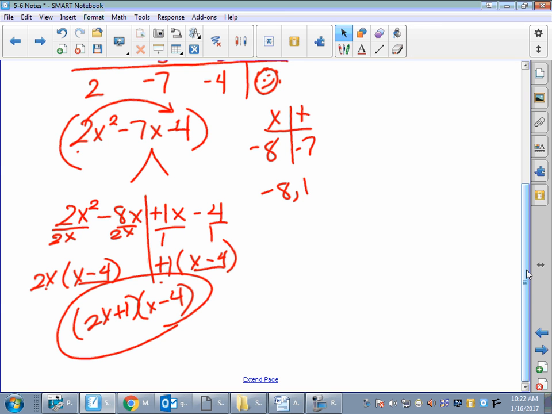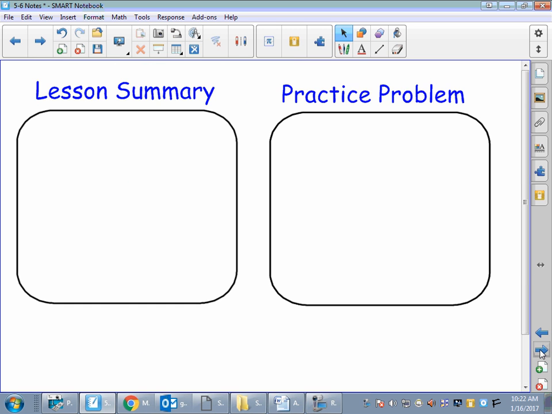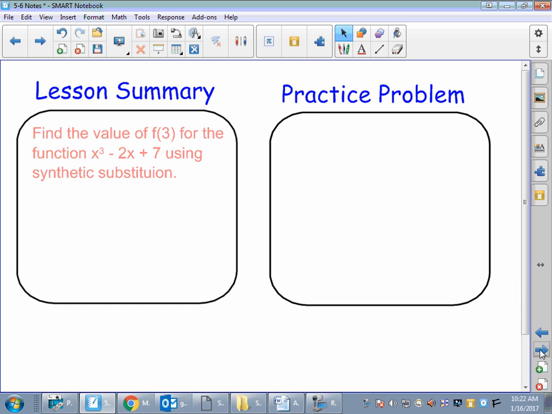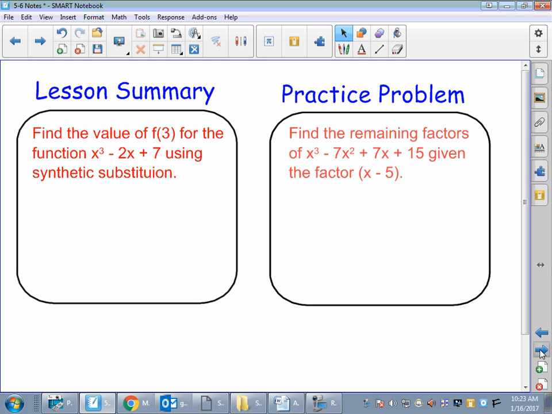Now, if it doesn't factor, then you leave it as a trinomial. Some do and some don't. So your lesson summary, we have the remainder theorem. I want you to find the value of f of 3 using synthetic substitution, so using the remainder theorem. And then for your practice problem, I want you to find the remaining factor or factors, if it factors again, if I give you the factor x minus 5. Good luck.